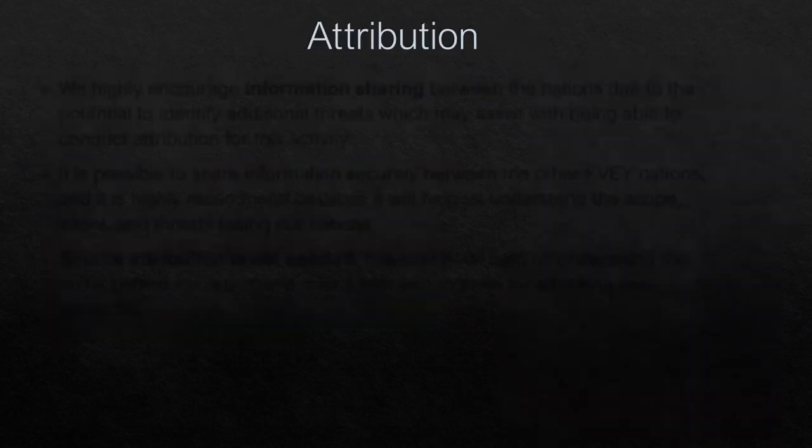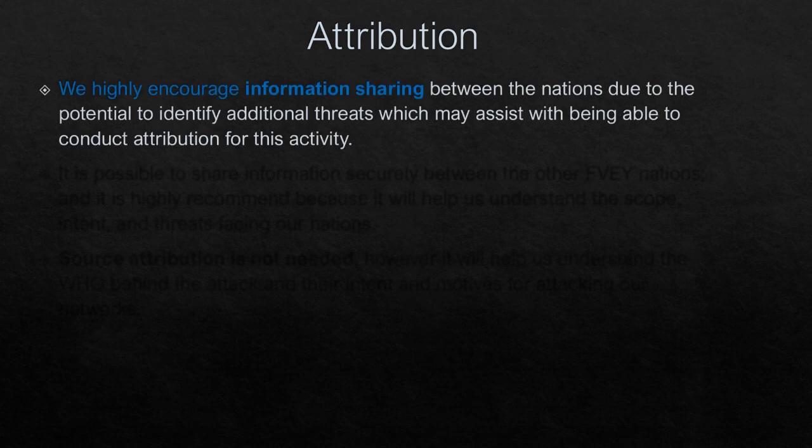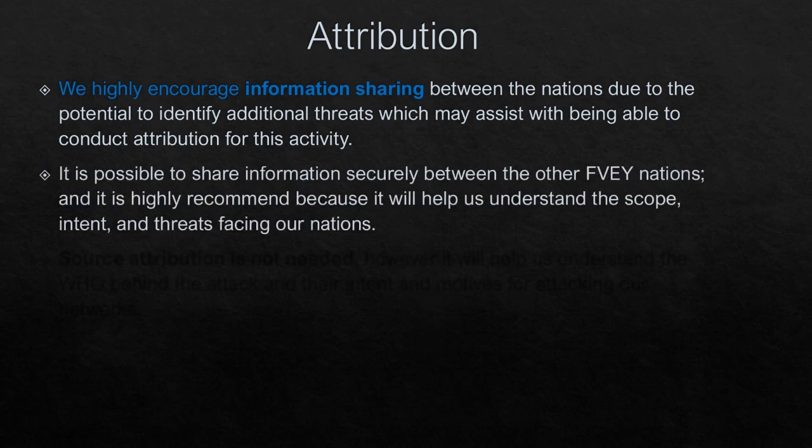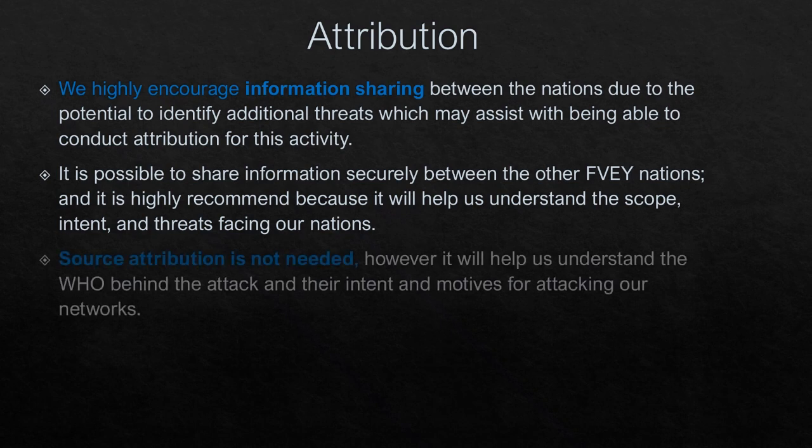The need for Five Eye partners to share threat information amongst each other is vital. We highly encourage information sharing between the nations due to the potential to identify additional threats which may assist with being able to conduct attribution for this activity. It's possible to share information securely between the other Five Eye nations, and it's highly recommended because it will help us understand the scope, intent, and threats facing our nations. Source attribution is not needed. However, it will help us understand the who behind the attack and their intent and motives for attacking our networks.